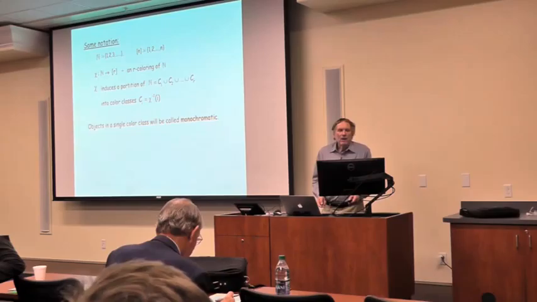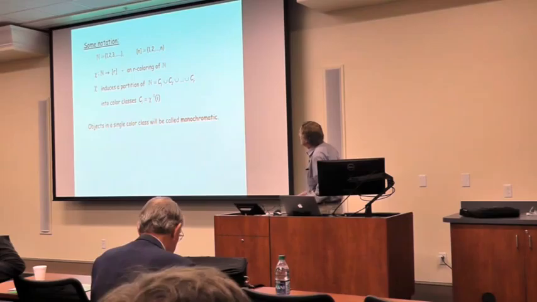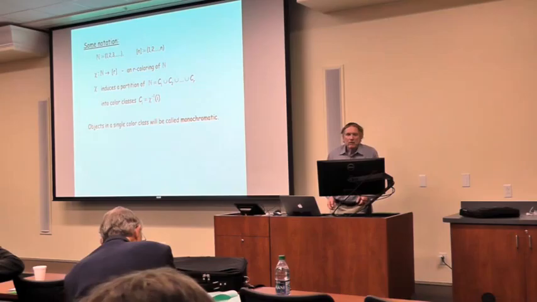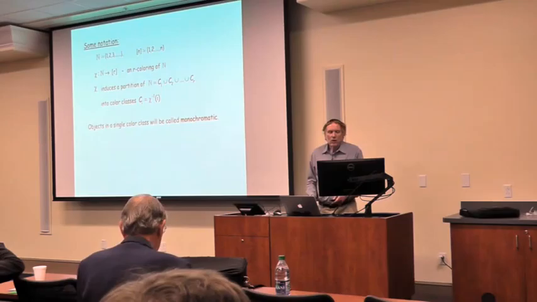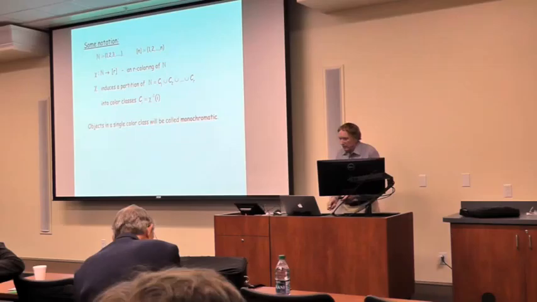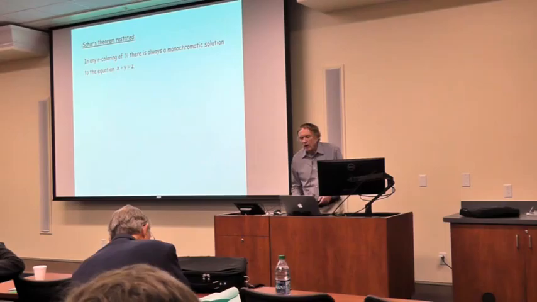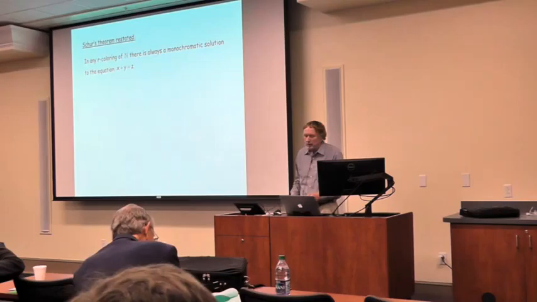Well, let me get some notation. We'll just let bracket n be the integers from 1 through n. Chi will be a mapping from bracket n into the integers 1 to r. Think of it as an r-coloring. The color classes partition bracket n, and objects in a single class will be called monochromatic. We can restate Schur's theorem by saying any r-coloring of bracket n always has a monochromatic solution to the equation x plus y equals z.